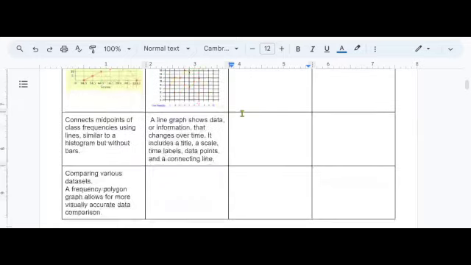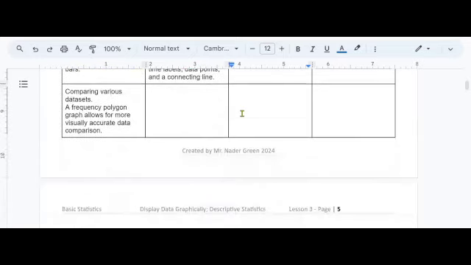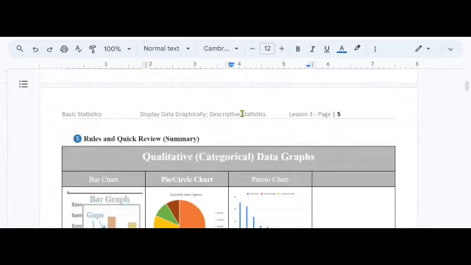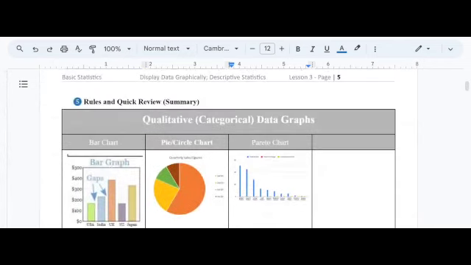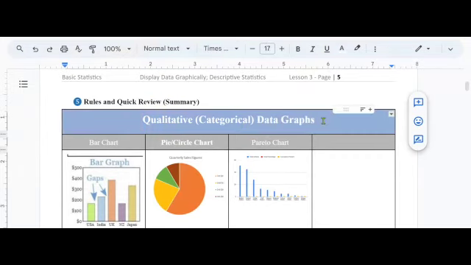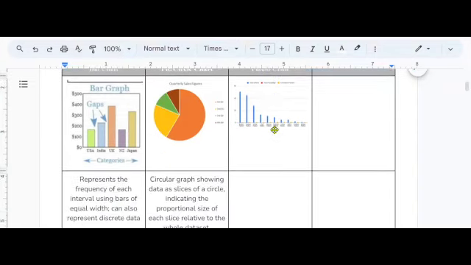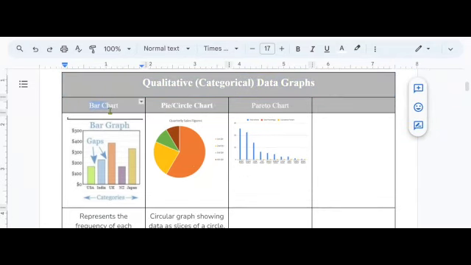Okay. So this is just a summary of what we're going to cover this class. Again, we talk about qualitative, which is called categorical data graphs. How can we represent the data using graphs? We can use bar chart, pie or circle chart, and Pareto chart.